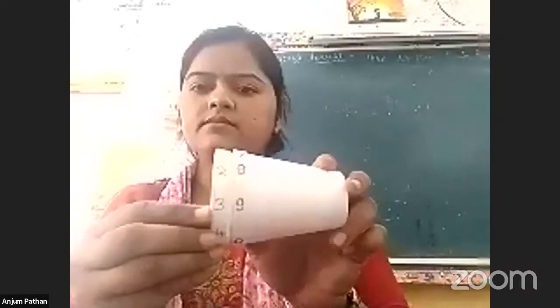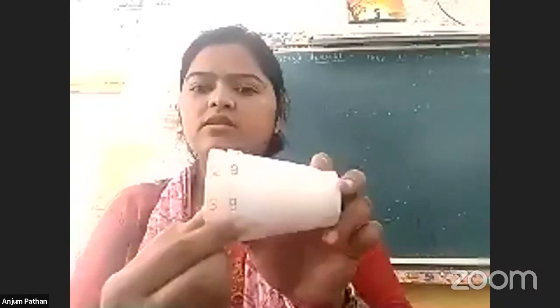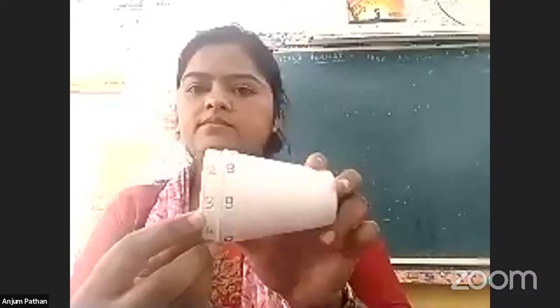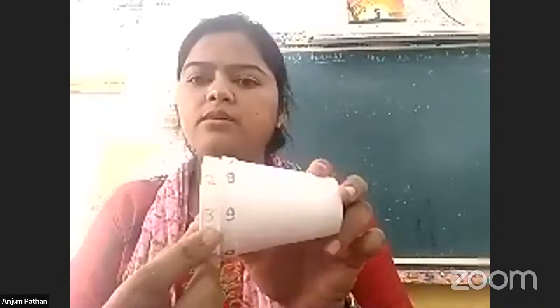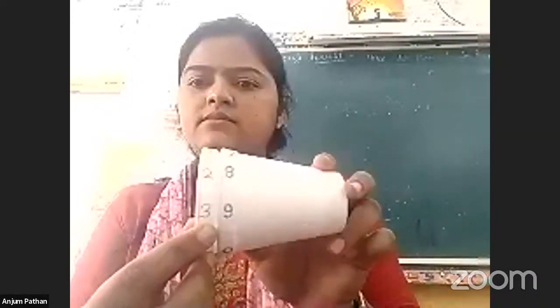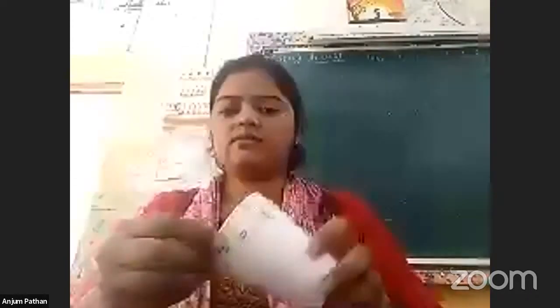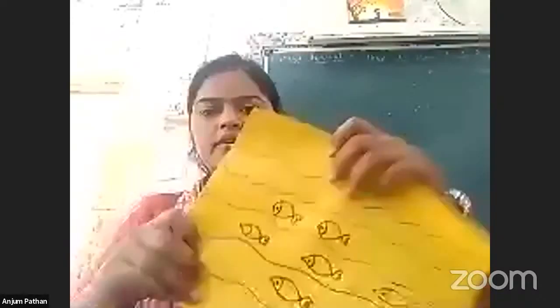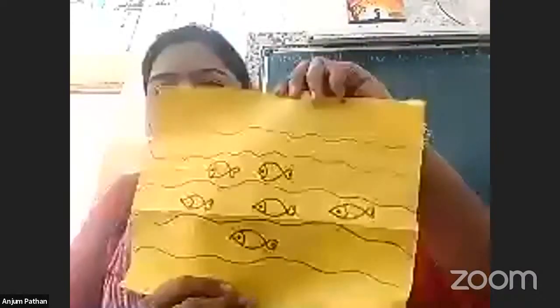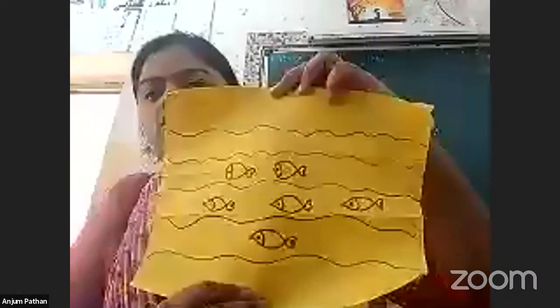One. Two-digit number, 93. Okay, good. So students, you know numbers. Now I am showing you some pictures. You just observe and tell me. Can you tell me what you see in this picture?